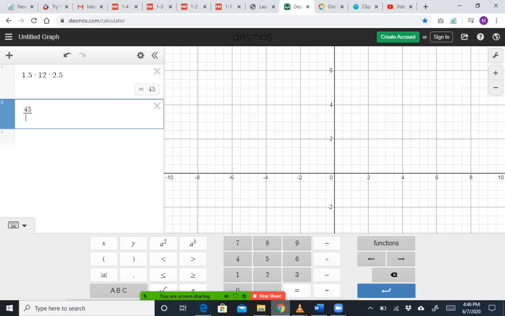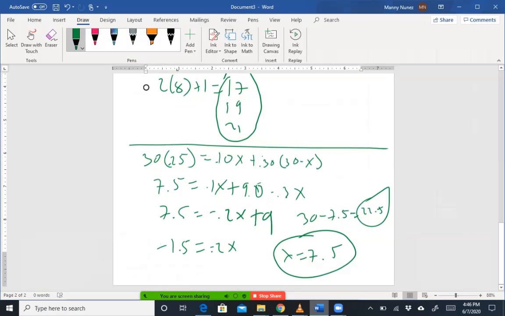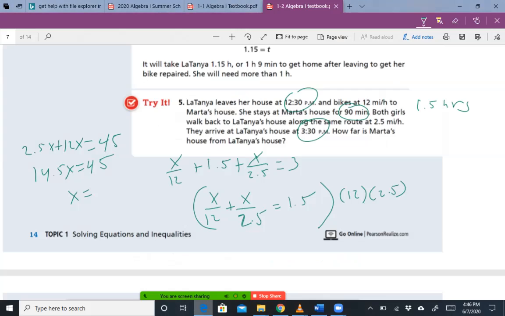Okay, 45 divided by 14.5. There you go. Okay, it's about 3.1 miles. So they live about 3.1 miles away. Okay, so it's about 3.1 miles. Voila. Okay, that should cover that there.